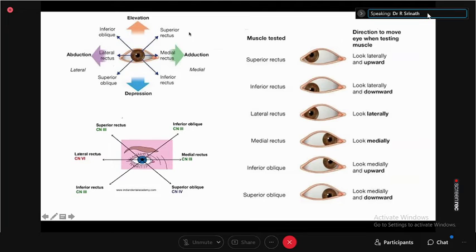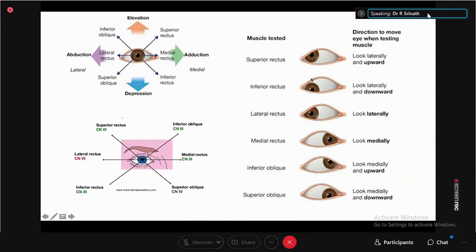What is important is that the pure elevators are the superior rectus and inferior oblique, whereas the pure depressors are the inferior rectus and superior oblique. Superior rectus acts best when you are looking laterally and upward. Inferior rectus acts laterally and downward. Lateral rectus acts on the horizontal axis, it looks laterally. Medial rectus looks medially. Inferior oblique looks upwards when looking medially, and superior oblique is the opposite of that.